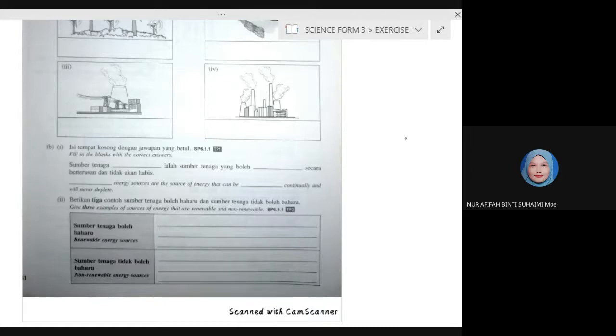Okay. Saya nak tulis dekat jawapan dekat buku. Buat sekarang. Buat sekarang.